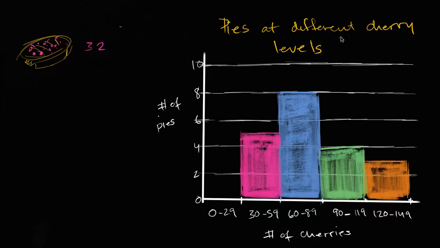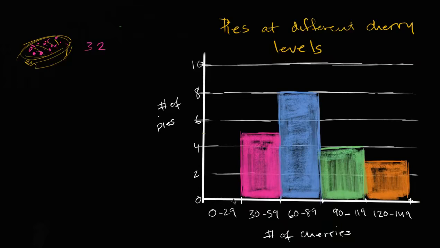That's what this pies at different cherry levels histogram is telling us. So now that we know how to construct it, let's see if we can interpret it based on the information given in the histogram. So the first question is, based on just this information, can you figure out the total number of pies in your store, assuming that they're all accounted for by this histogram? And I encourage you to pause the video and try to figure it out on your own.